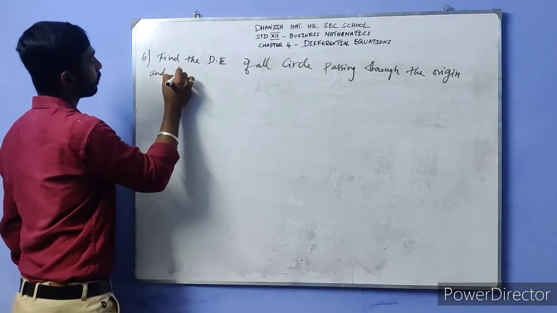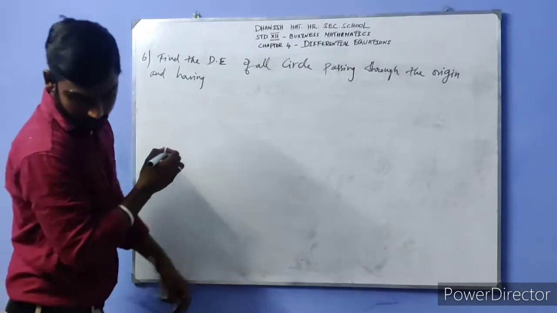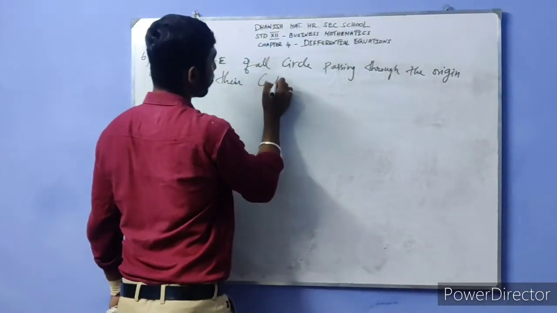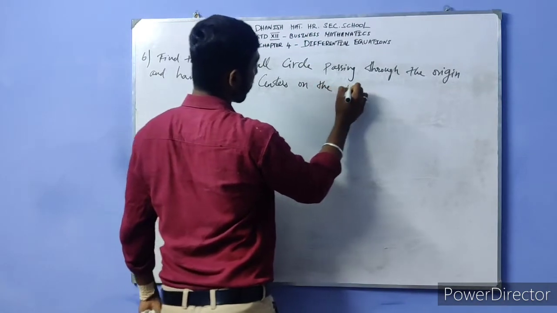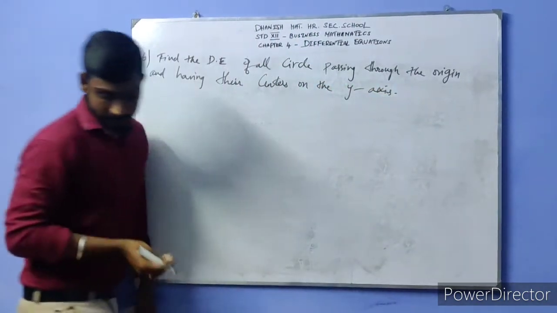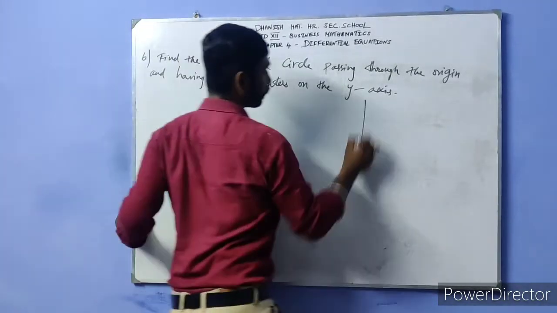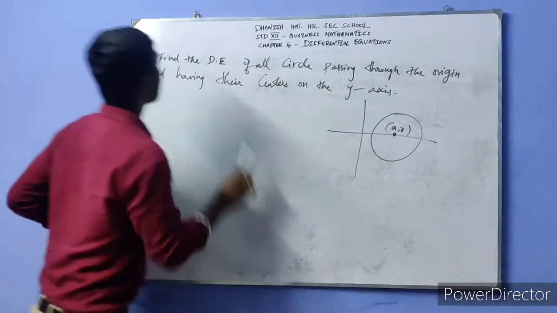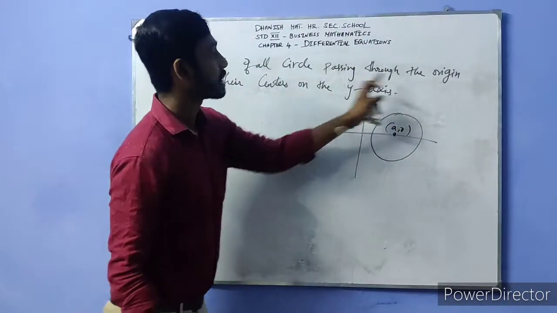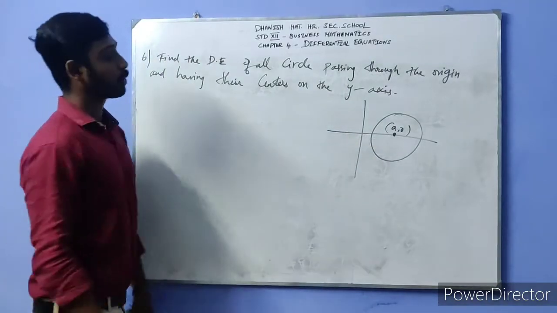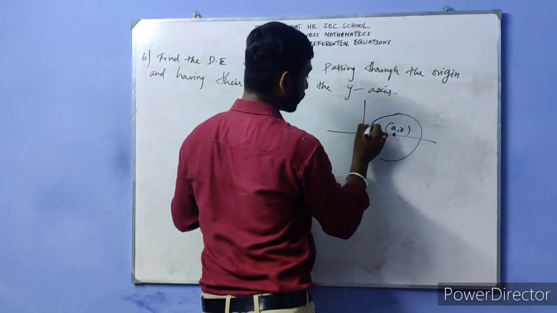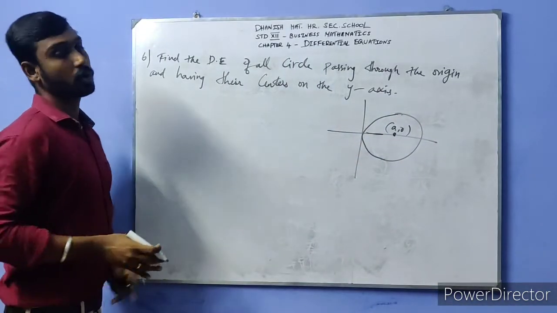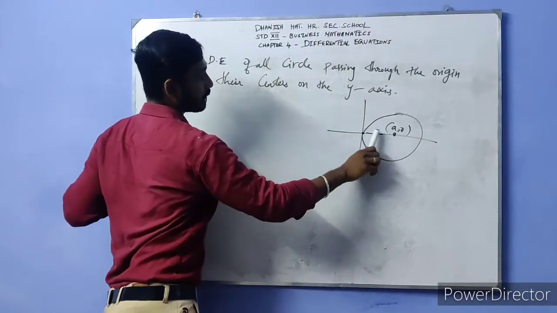And having their centers on the y-axis. That means this is a condition for this one. Find the differential equation of all circles passing through the origin. This circle will be passing through the origin, and having their centers on the y-axis, that is (a, 0).